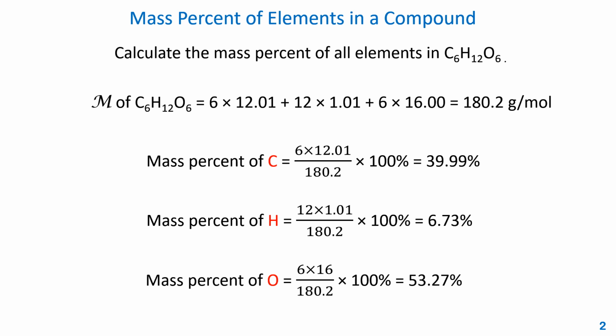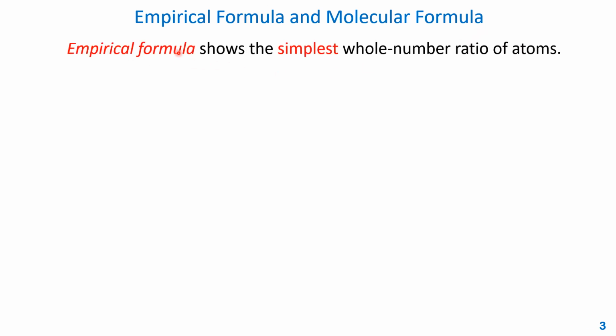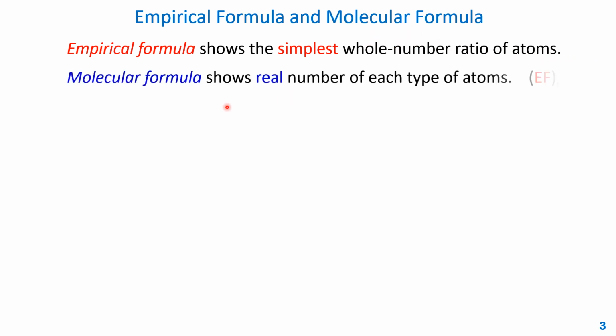Okay, now let's talk about the 2 different formulas: empirical formula and molecular formula. Empirical formula shows the simplest whole number ratio of atoms in a compound. And molecular formula shows the real number of each type of atom in the compound.